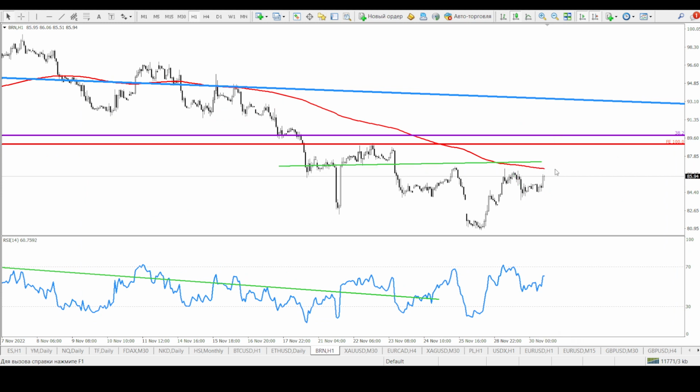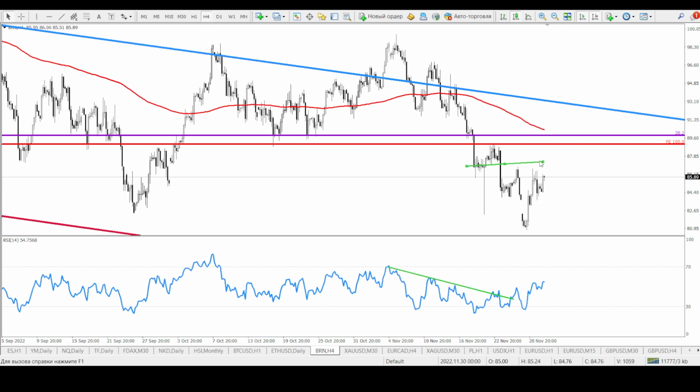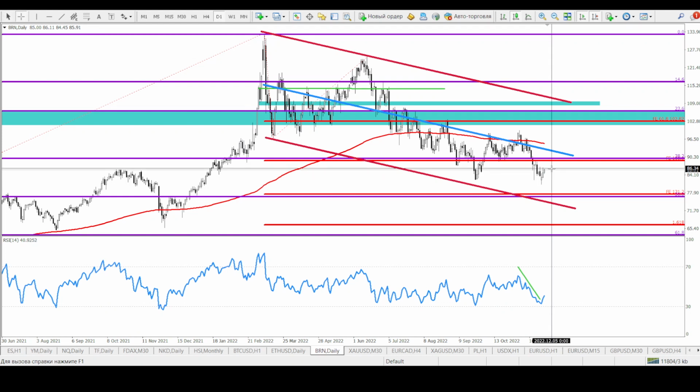85.92. It's around 200 moving average on 1 hour chart. And if you check the 200 moving average on 4 hour chart, it's almost flat. It doesn't look like a good signal for us to trade Brent due to 200 moving average. I told you that under 91 we sell down to 77 area, but they didn't reach this area and gave us a rebound. On daily chart, this target 77 is still good.